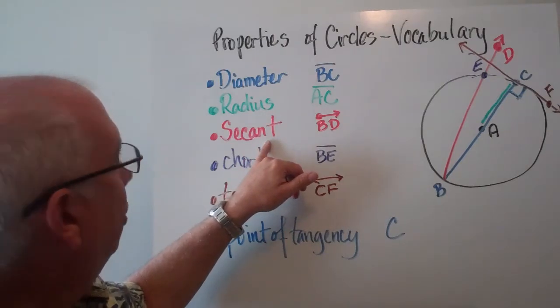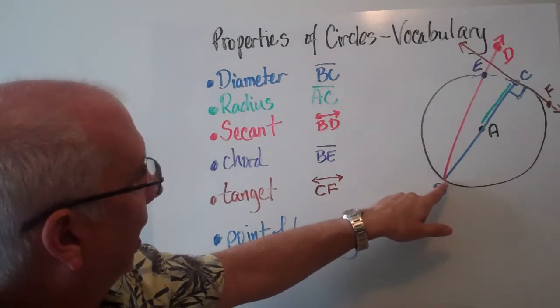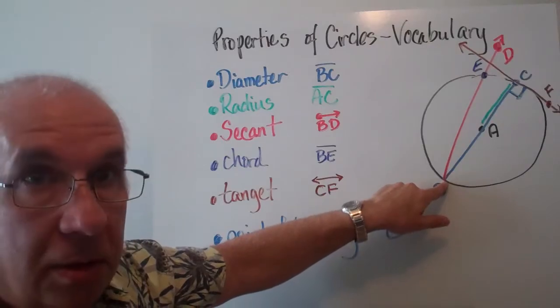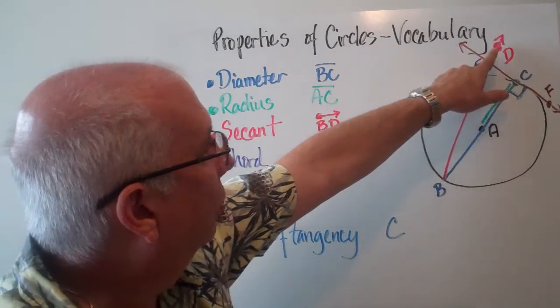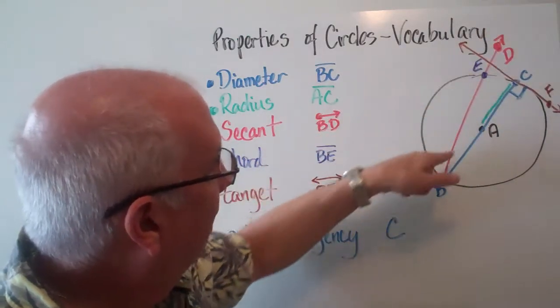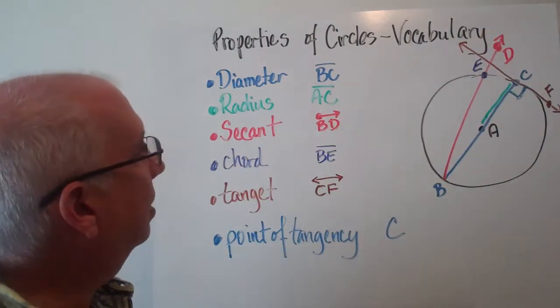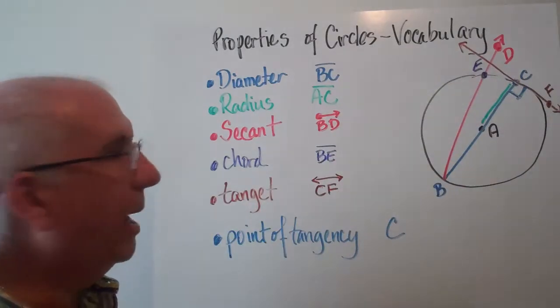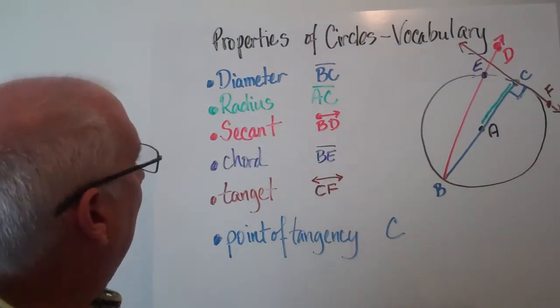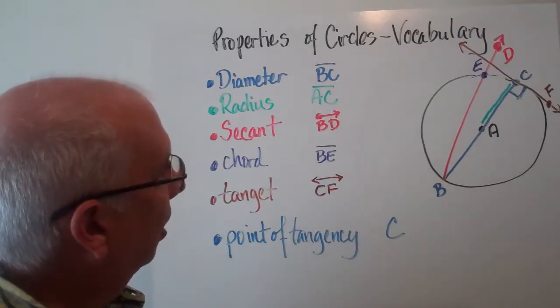Secant, this is a new term for you. It goes from a point on the circle across the interior to a point outside the circle. This is a ray. Secant BD is ray BD.